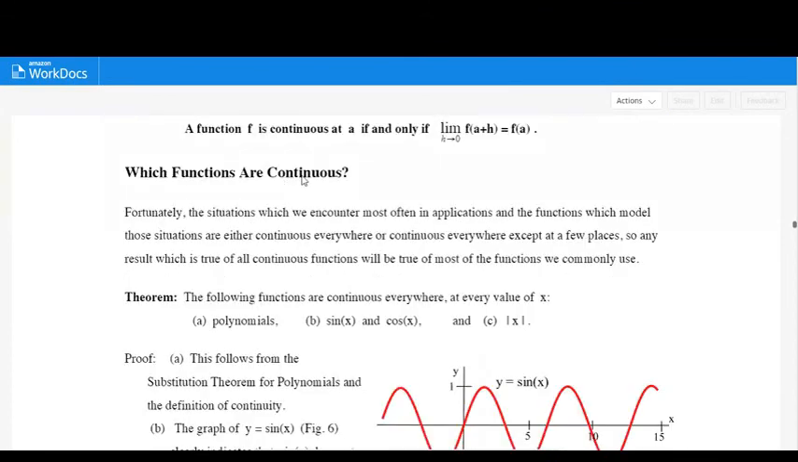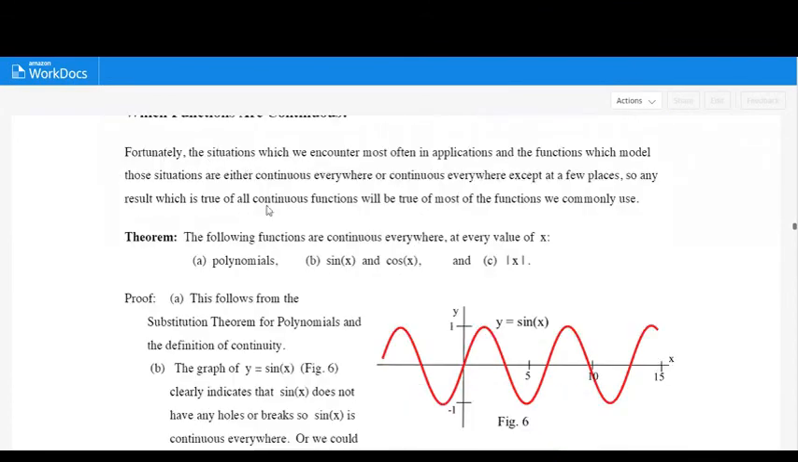So which functions are continuous? Fortunately, the situations which we encounter most often in applications, and the functions which model those situations, are either continuous everywhere or continuous everywhere except at a few places. So any result which is true of all continuous functions will be true of most of the functions we commonly use. Same ito sa nangyari kanina: basta polynomial, always siya continuous. Pero kapag rational function, hindi siya continuous if ever magiging 0 na yung kanyang denominator, or 0 both ang numerator and denominator.